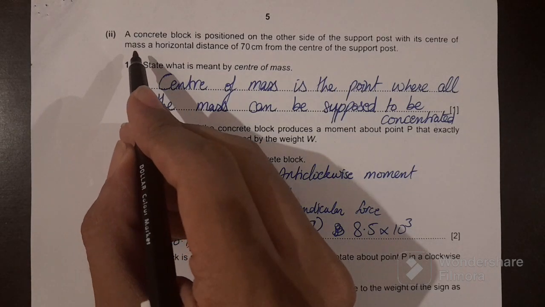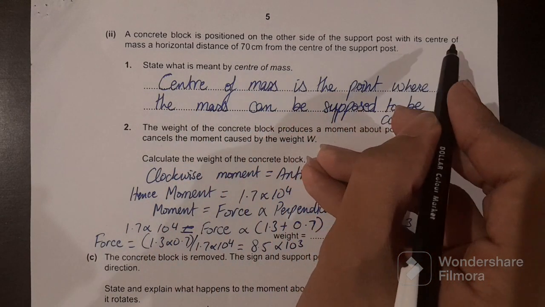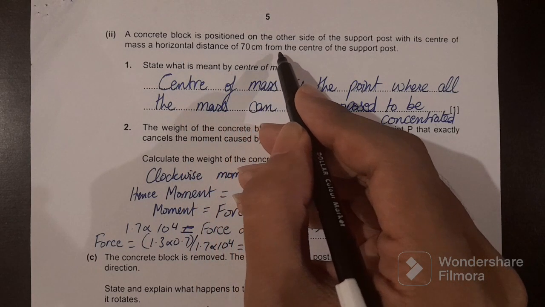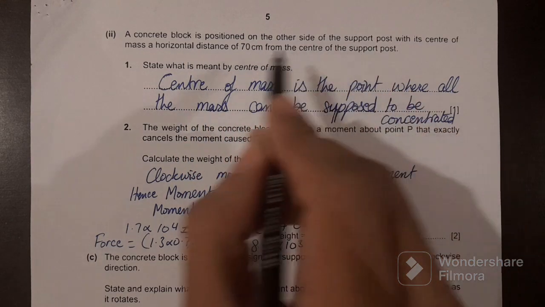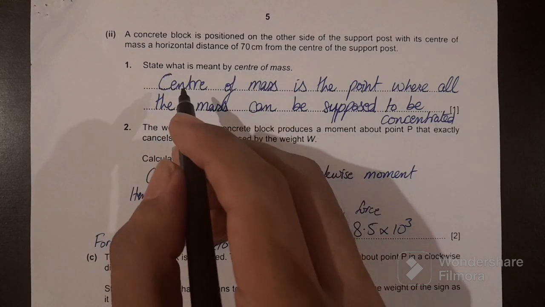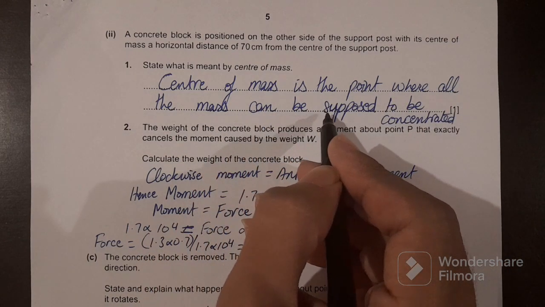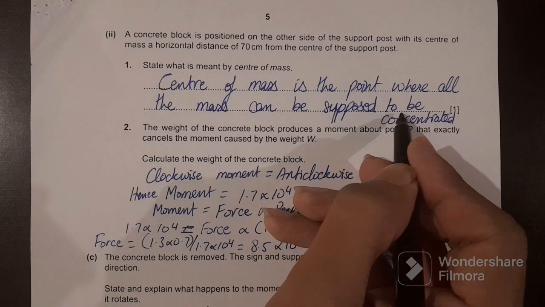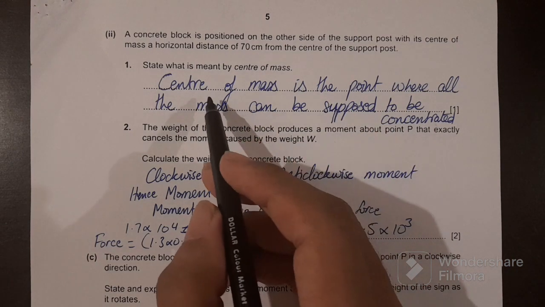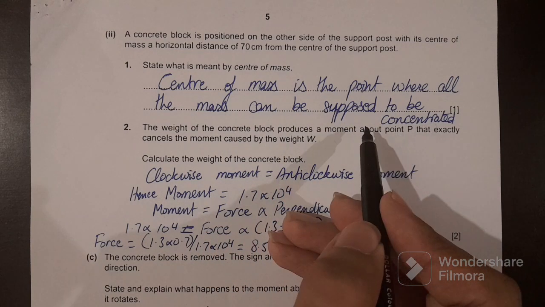Part 2 states: a concrete block is positioned on the other side of the support post with a center of mass a horizontal distance of 70 cm from the center of the support post. One states: state what is meant by the center of mass. Center of mass is the point where all the mass can be supported, or concentrated. So all the mass should be thought of as concentrated at one location.